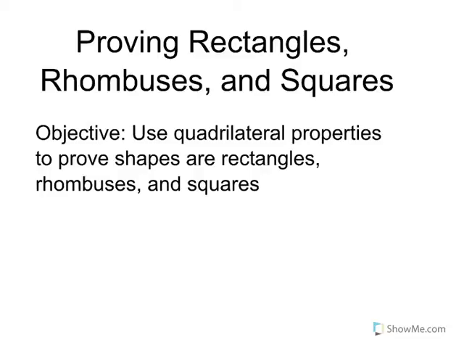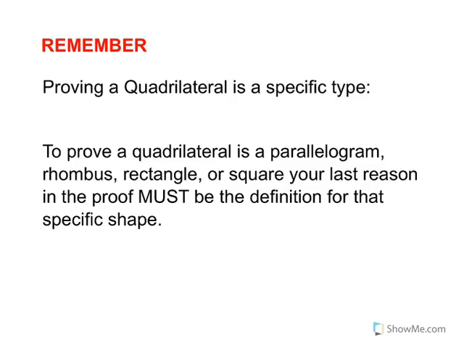So we'll go over how to prove that a quadrilateral is either a rectangle, rhombus, or square. We talked about how to prove that a quadrilateral was a parallelogram before. Now we're getting a little bit more specific with rectangles, rhombuses, and squares. So remember, depending on what shape you want to prove, whether it's a rhombus, rectangle, or square, you have to show that the definition of that shape is true. So the definition of that shape is going to be the last reason for your proof.